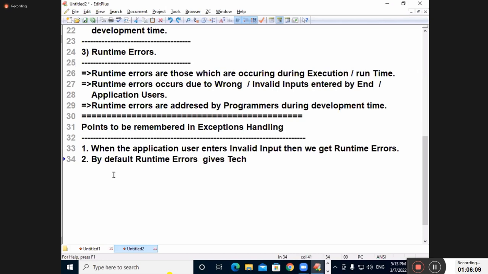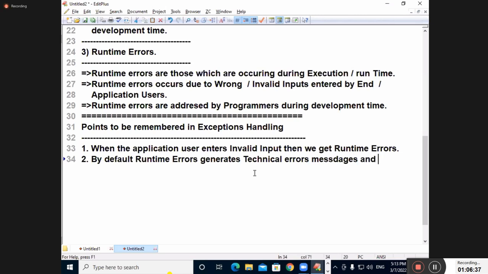By default, runtime errors give which messages? By default, technical error messages. I will write it. By default, technical errors generate which messages? Technical error messages.